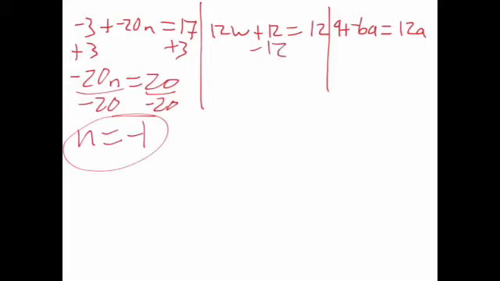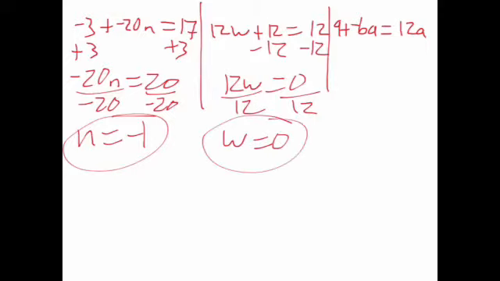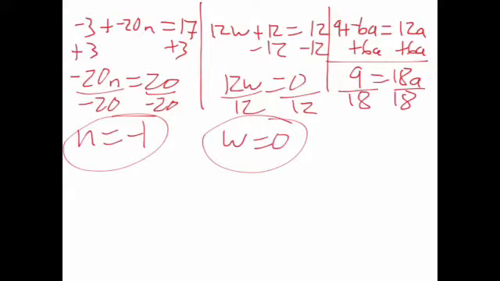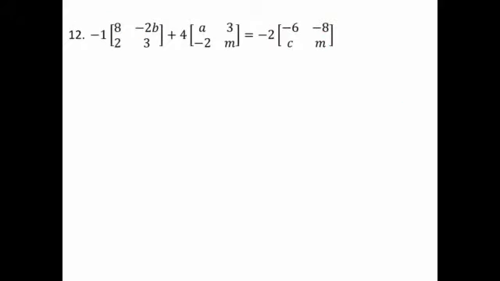On my next one, I can subtract 12 from both sides to get 12w equals 0. 12 minus 12 is 0. And divide both sides by the 12 to get w equaling 0, because 0 divided by 12 is just 0. And on my next part, I'm going to add 6a to both sides to get 9 equals 18a, and just divide both sides by 18. 9 divided by 18 is the same thing as 1/2. And there we go. Now I have all my variables, and that brings us to 12. And I really want to put this on just one video, so let me pause this real quick.